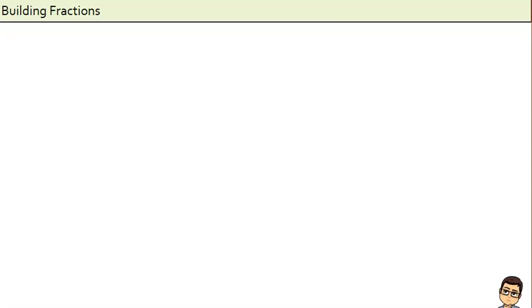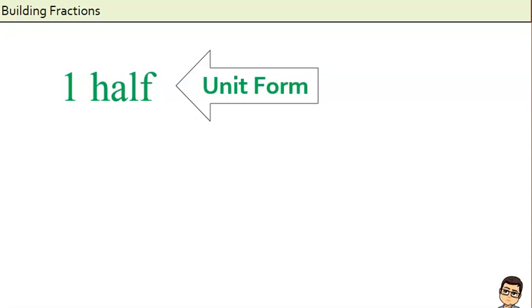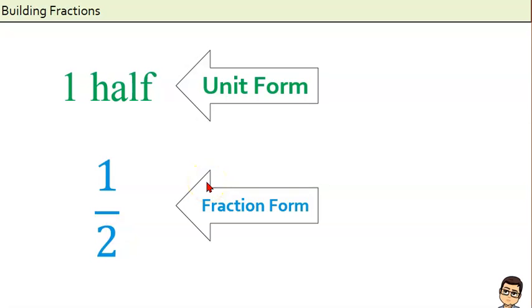So we're going to be working on building fractions. Let's review how we count fractions first, and then we'll work on building fractions. This is 1/2. This is one way to write it. We call this unit form because we have the unit written out as a word. I can also write it like this, and I call that fraction form because it's written as a fraction. They both mean the same thing, but they're a little different.